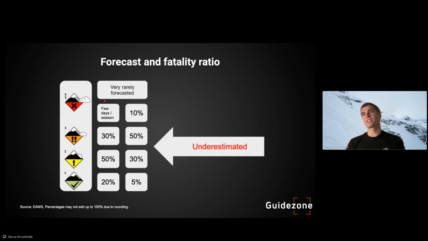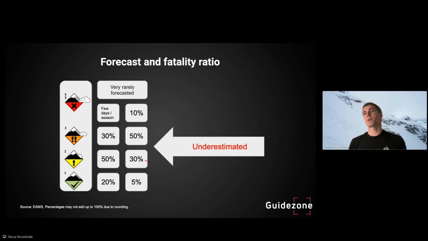So if we look at these numbers, we see this left column is the ratio of days in which the different ratings are forecasted. And the right column is the fatality ratio. So what is the share of people that die at the different ratings? So we can see that approximately 50% of all avalanche victims are killed at a number 3. But I think what is really important to understand is that 30% of people, 1/3 of the people who do not return home, do it on a number 2.